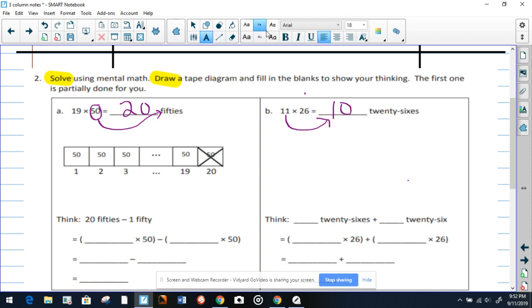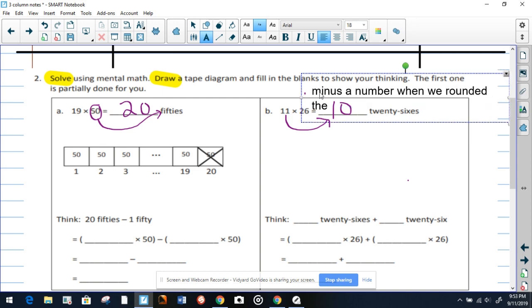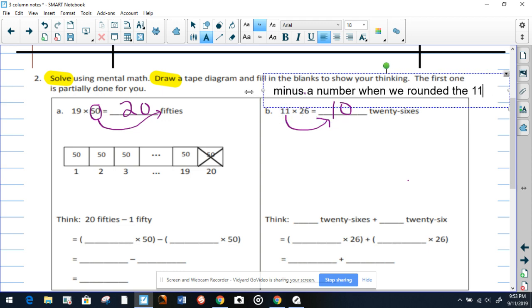Let me type this. It is faster if I type it. On this side, with minus a number when we round it, the 11. Okay, let me just stretch this so you can see it better. Okay, so there is the information there.